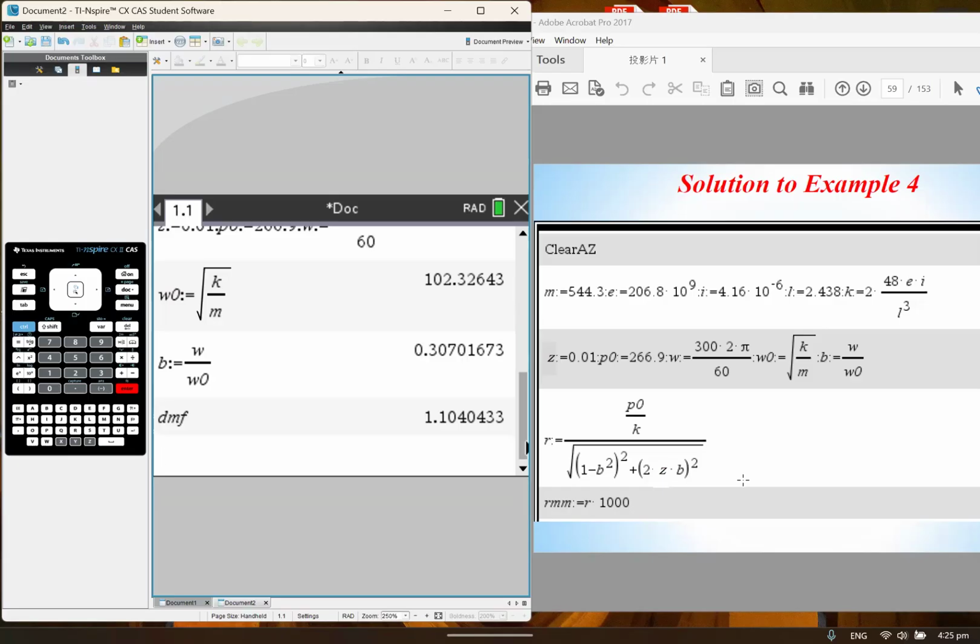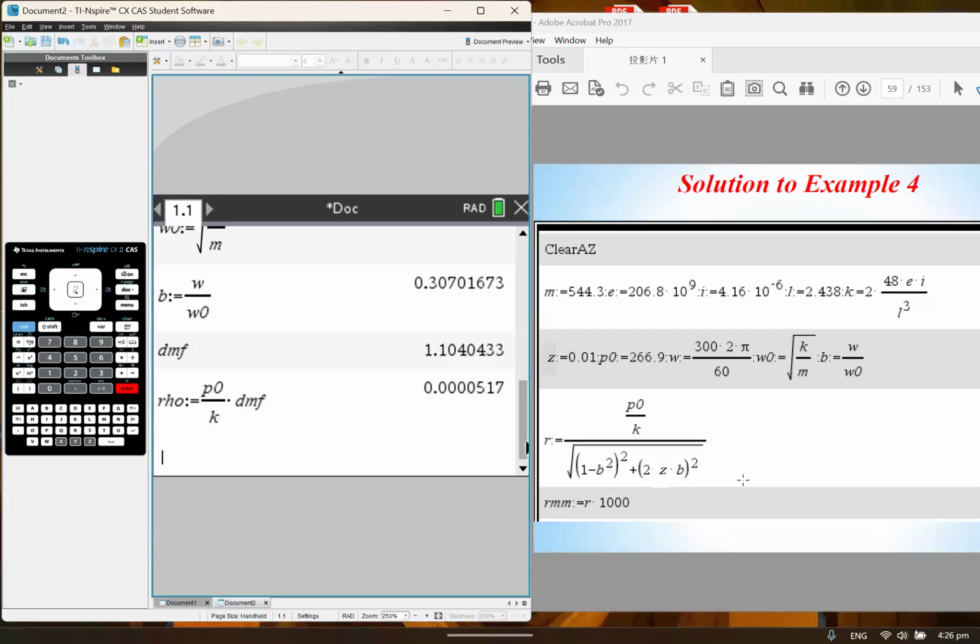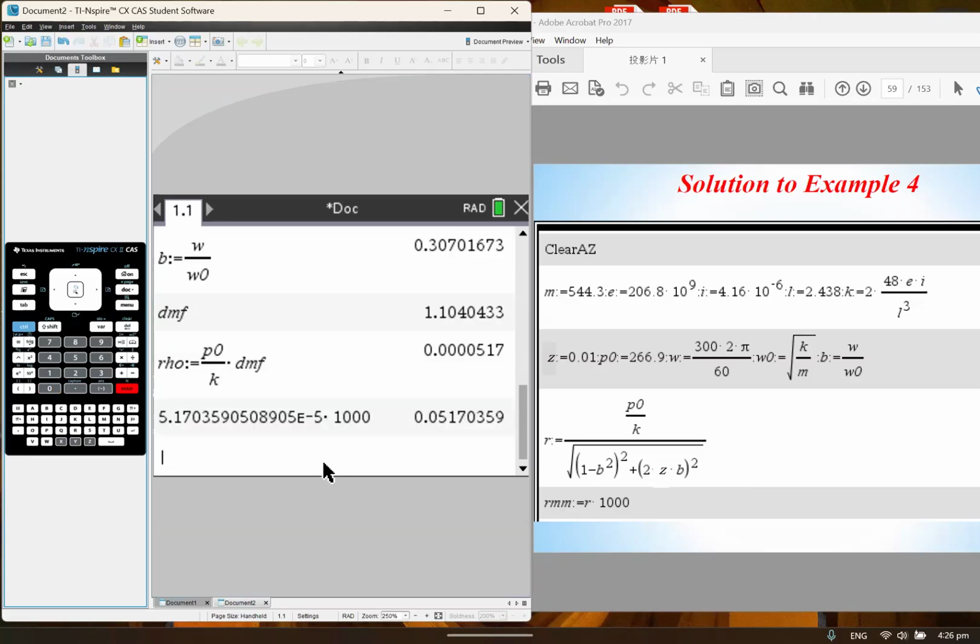So finally, this DMF is the multiplication factor to the static deflection to get the dynamic deflection. So rho, or you can call it R, is equal to P0 over K, that's the static deflection, times DMF. It's rather small, it's in meters. So at this point, you can just simply type in multiply. It says answer. If I just press the multiply key, it understands that I want to do something with the previous answer. So times 1000 turns it into millimeter units. So it's about 0.052 millimeters of deflection in the dynamic case.